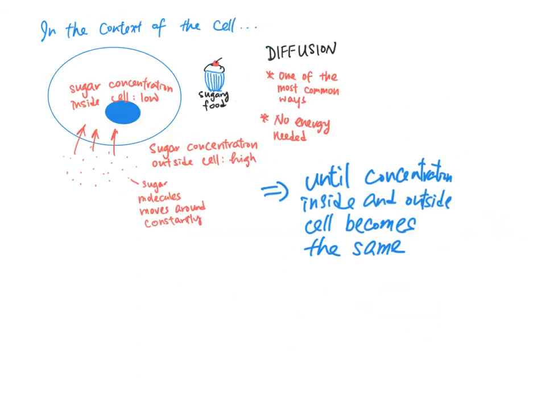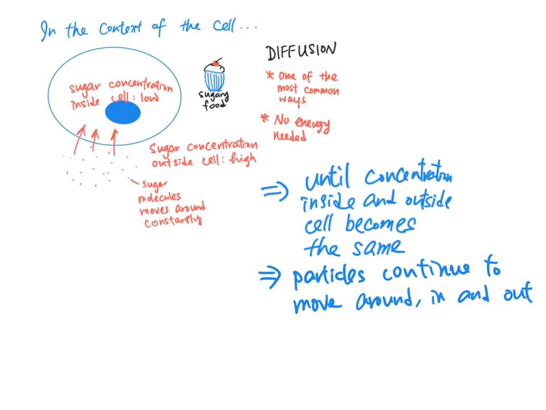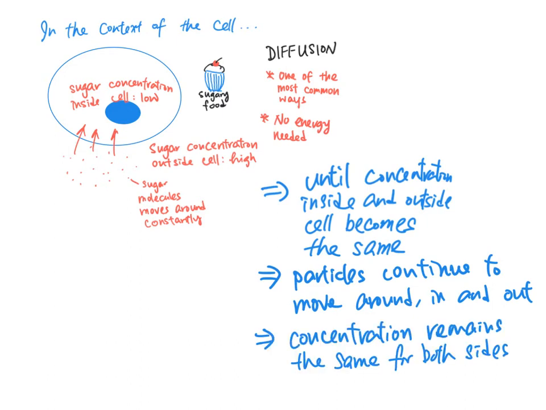So in the case of sugar diffusing from outside of the cell to the inside of the cell, we said that just now it happens until the concentration of both sides becomes the same. However, after it becomes the same, the particles will continue to move around, in and out. However, the concentration remains the same for both sides. So at this point, you will have particles going from outside of the cell to the inside of the cell, and also from the inside of the cell to the outside of the cell.